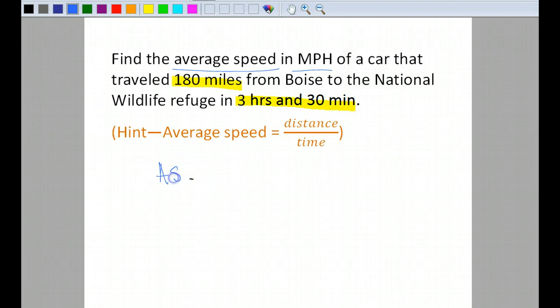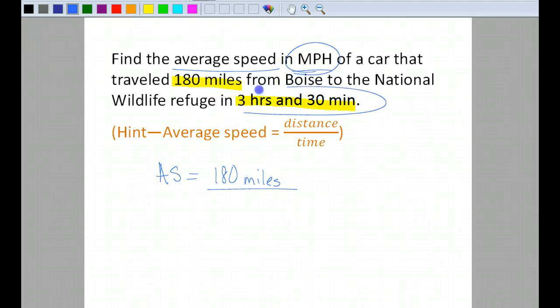So I'm just going to write the average speed is equal to the distance. What's my distance? 180. And I'm writing my unit. Miles. What's the time? 3 hours and 30 minutes. Okay, I've got 2 units there. I need to make it 1 unit. I need to either have it all hours or all minutes. Oh, I want it in miles per hour.